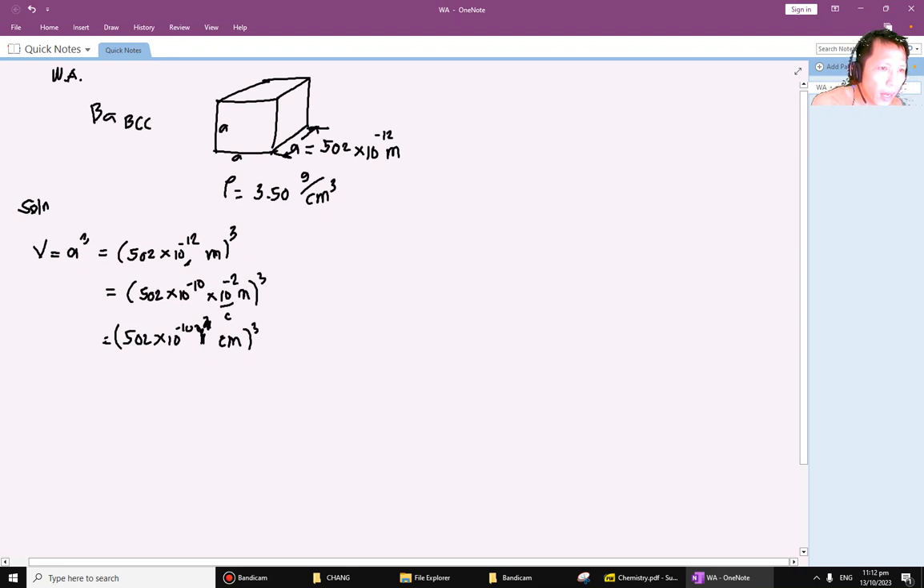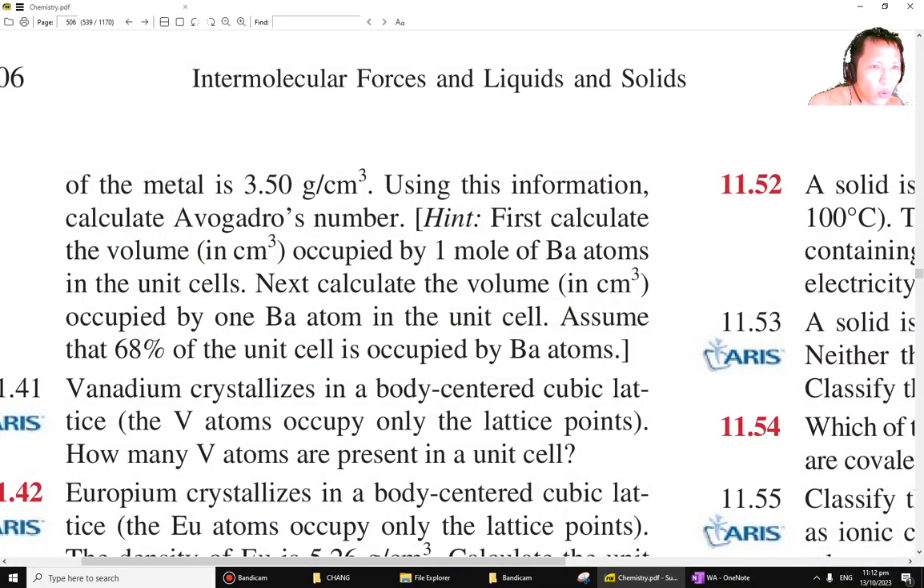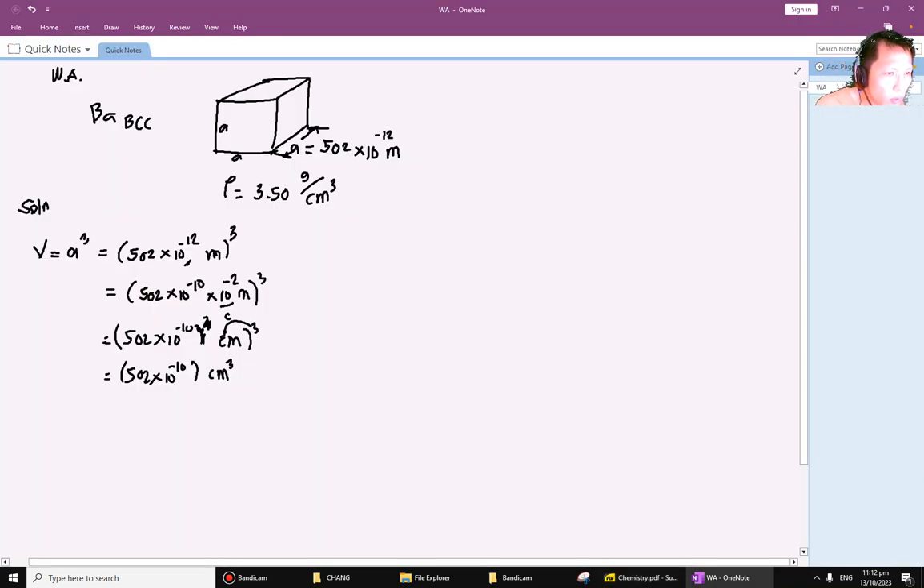So again, since this is algebra, even though it's a unit, it would still obey your algebra. And that should be 502 times 10 to the negative 10. And now your unit is cubic centimeter, which is what the problem said, that your unit should be a cubic centimeter. Okay, so that is now what you have computed. We may not put really the number. We just know that this is already the volume in terms of cubic centimeter. But anyway, we can compute that one, maybe later.